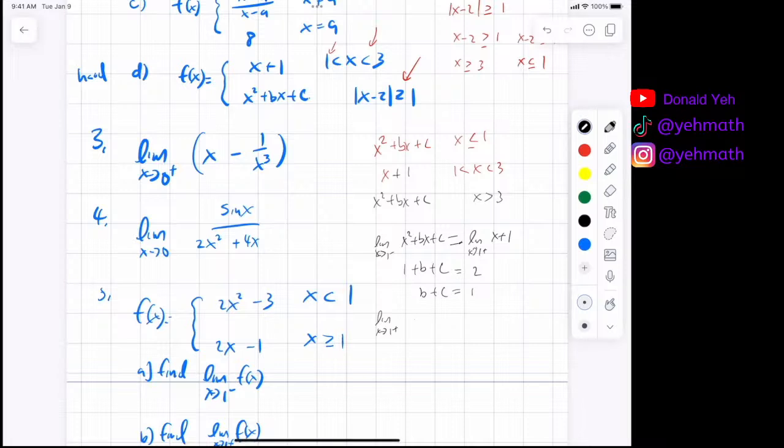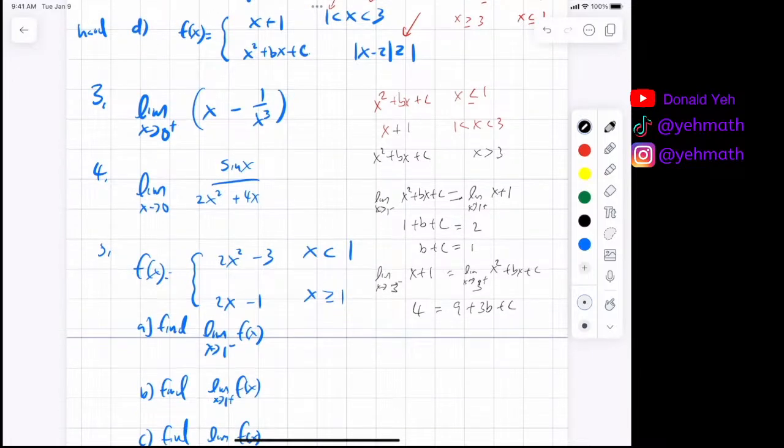Now this one is x plus 1... oh sorry, no, we already finished with 1. What's the next breaking point? 3. This is 3 from the left side and 3 from the positive side. So it'll be x squared plus bx plus c. Now if I approach 3, that's 9 plus 3b plus c, equal to 4. That's going to be negative 5 equal to 3b plus c. Is that okay?